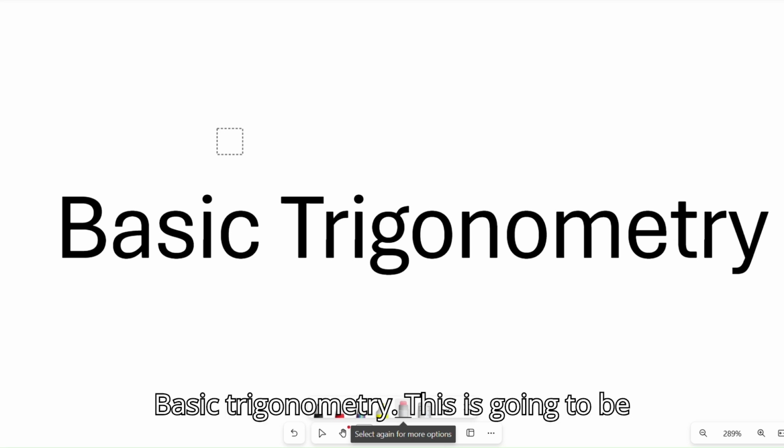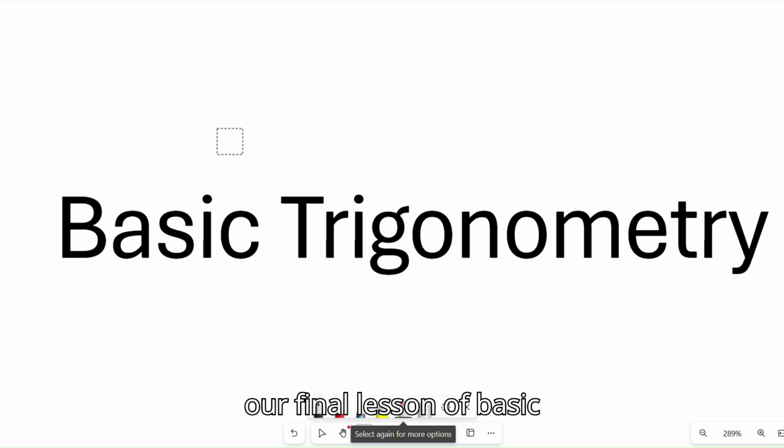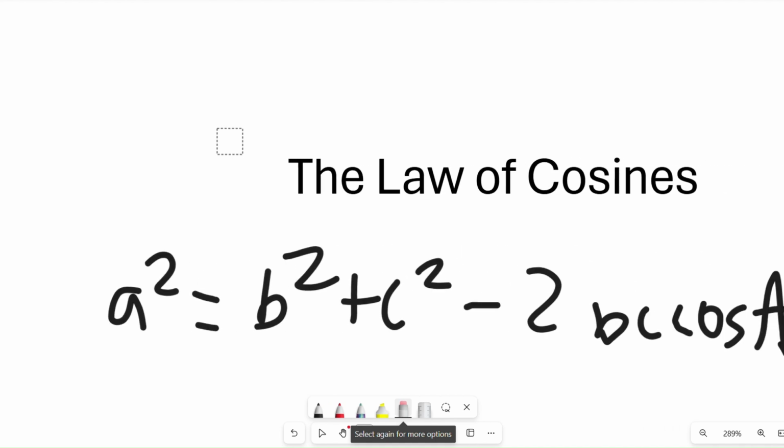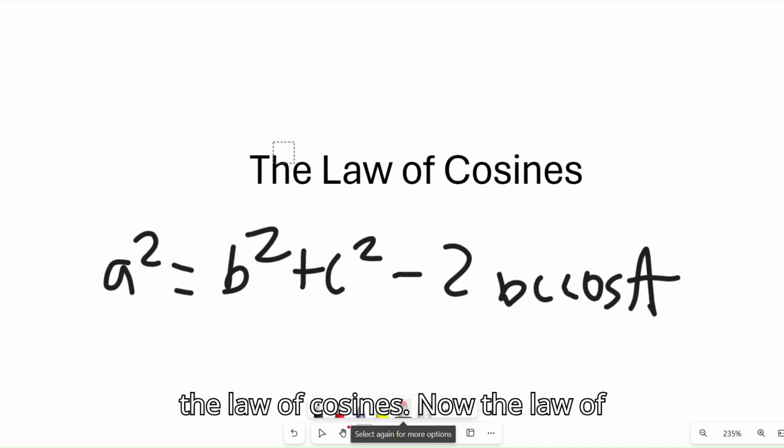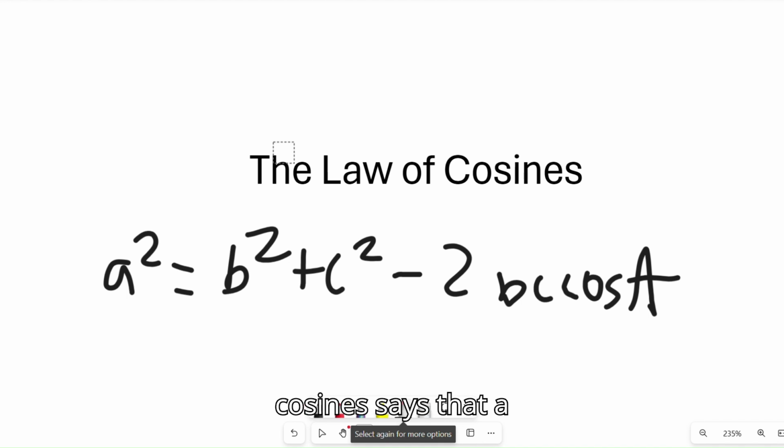Basic trigonometry. This is going to be our final lesson of basic trigonometry, all based upon the law of cosines. Now, the law of cosines says that a squared equals b squared plus c squared minus 2bc cosine of angle A. Now, what does that mean?